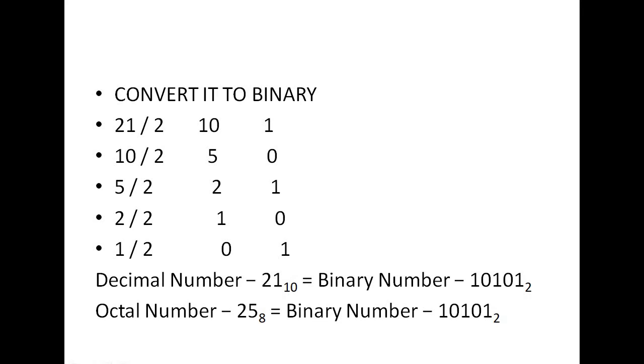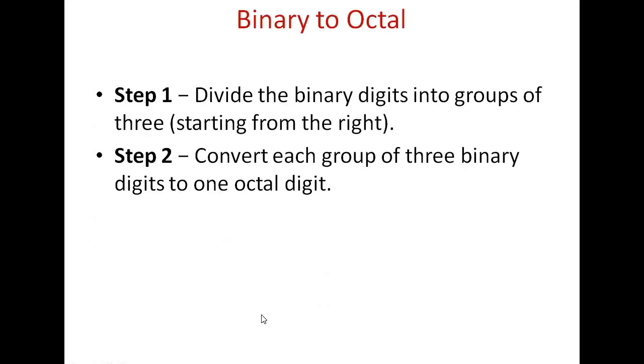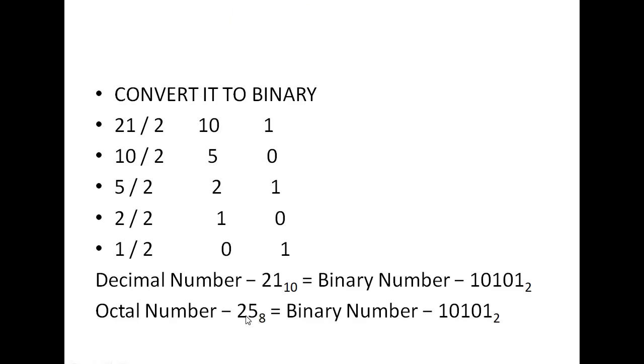Then write the result from bottom to top: 1 0 1 0 1. This is the binary equivalent of the octal number 25. First, I convert 25 to decimal, that is 21, then 21 to binary.